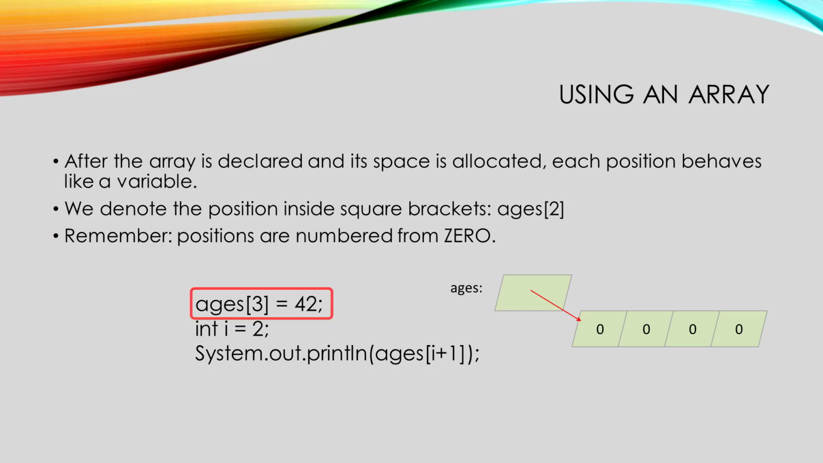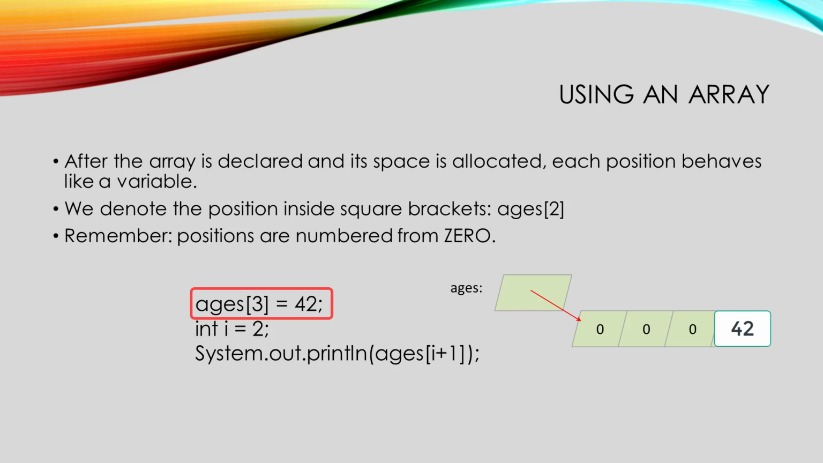This assignment statement will evaluate the right-hand side, getting 42, and store it at the variable on the left-hand side. This time, the variable is an indexed position of the array. Counting from 0, ages sub 3 will be this position, and the 42 will be stored there.